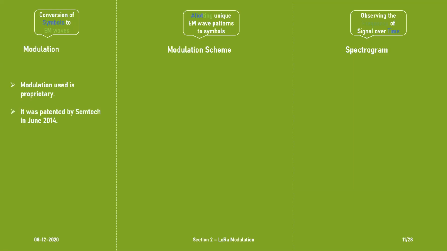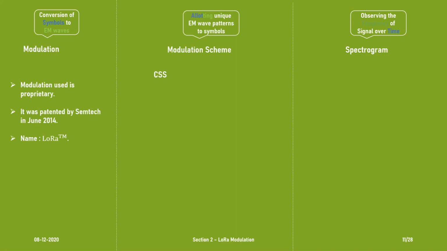Note that it is a patented technology that was patented by Semtech in June 2014. The name of the modulation itself is LoRa. It has a trademark on it because it was patented by the Semtech company. Now the modulation scheme that LoRa uses is a derivative of a chirp spread spectrum modulation technique.